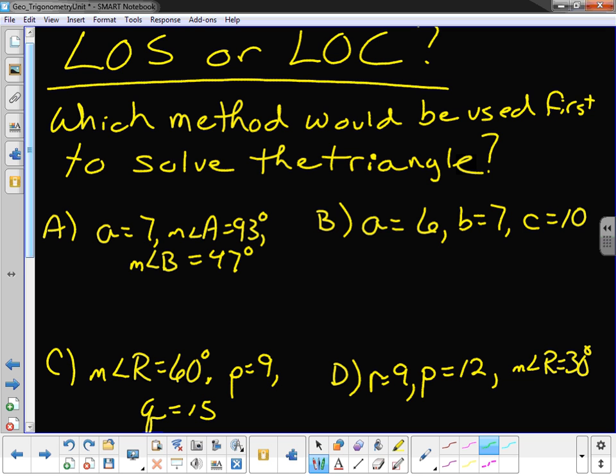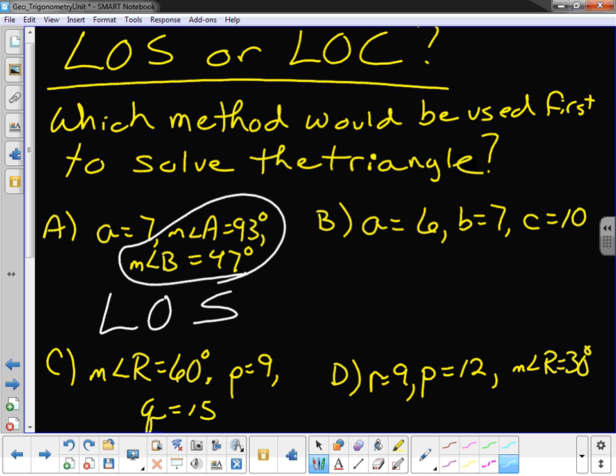If you want, pause the video and make your prediction on what you would use. LOS is the law of sines, LOC is the law of cosines. Okay, here we go. In A, I have 2 angles. 2 angles, automatic law of sines, because I know the third angle, I will have a pair. Okay, B, 3 sides. 3 sides, automatic law of cosines, no matter what. Can't do law of sines if all I have are the top numbers of the fractions.